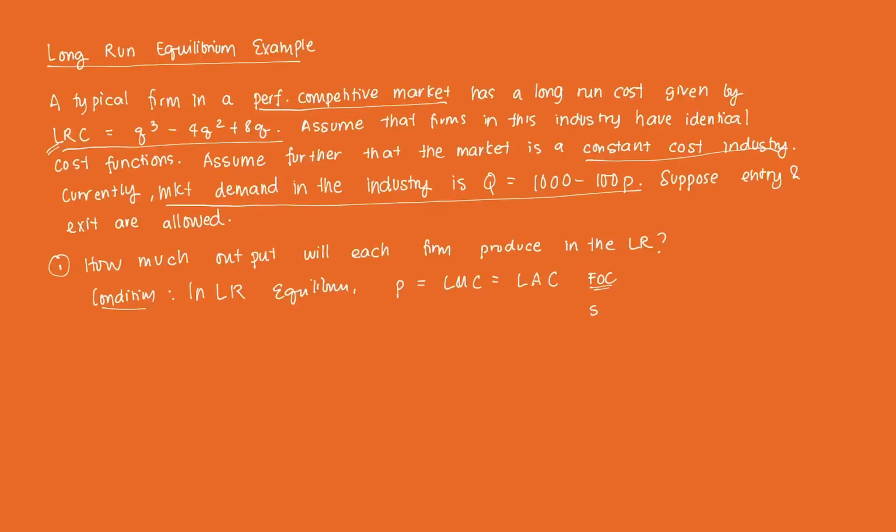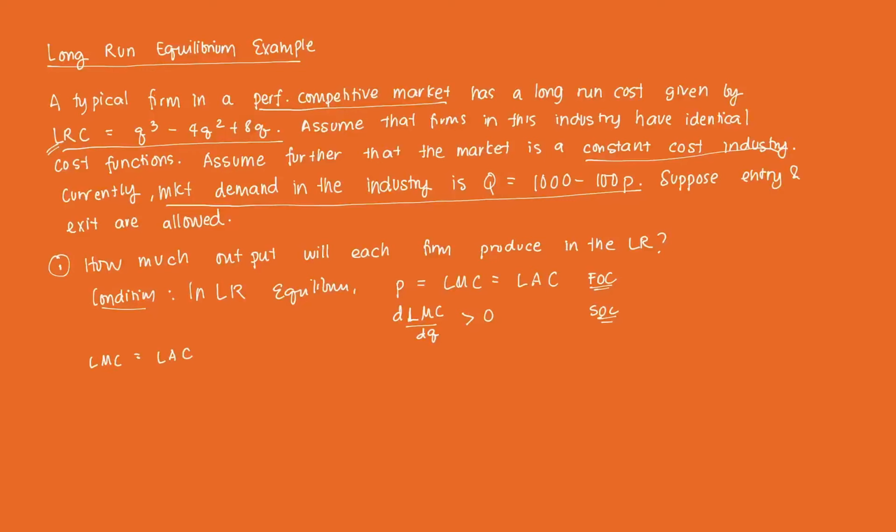Then we also have our SOC, which is that the first order derivative of LMC, d(LMC)/dQ, with respect to Q is greater than 0, which is an SOC for a maximum profit. And this condition necessarily requires that the output produced by a firm is such that the condition of LMC equal to LAC is satisfied.